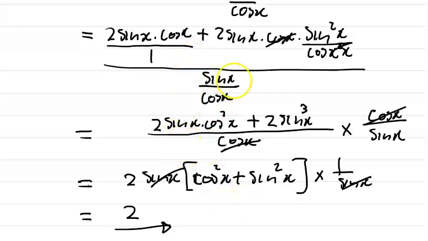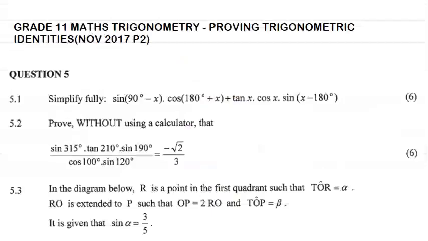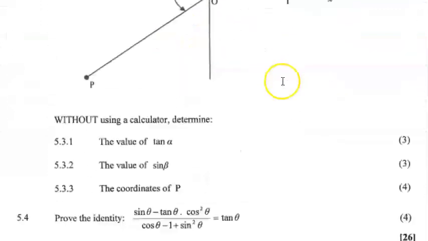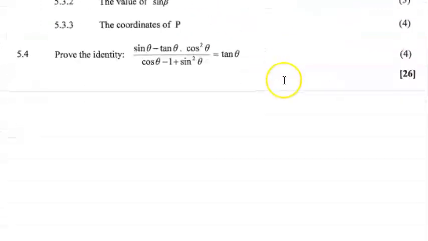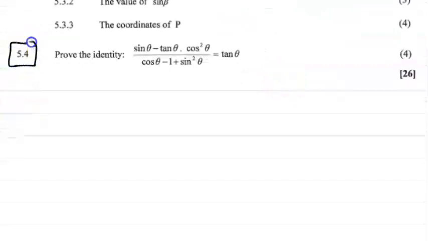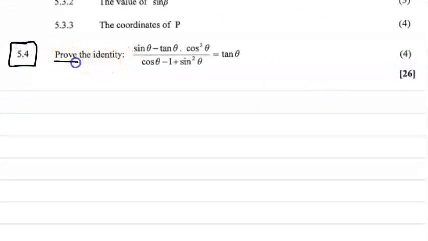Let's go look at another question. So in this particular paper now, this is the November 2017 paper 2. And let's look at a question here. So this is 5.4. It says prove the identity. Prove the identity. So here you got the left hand side. There's the right hand side there.